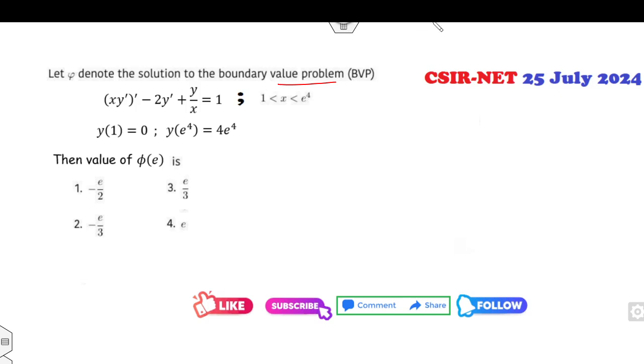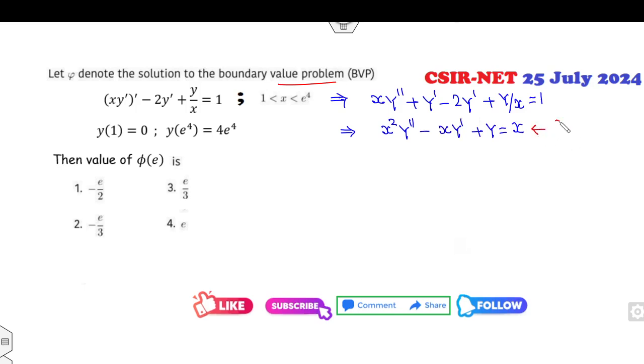Now again, it's an initial value as well as a boundary value problem. So firstly, I can write this in the simplified form. This is x y double dash plus y dash minus 2y dash plus y over x is 1. If you take the LCM, it is x square y double dash minus xy dash plus y equals x. Do you remember which equation this is?